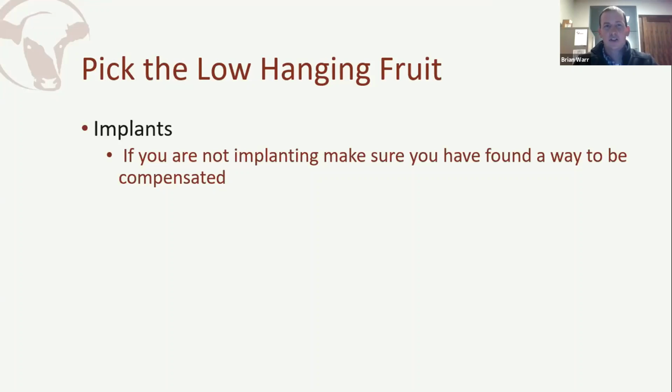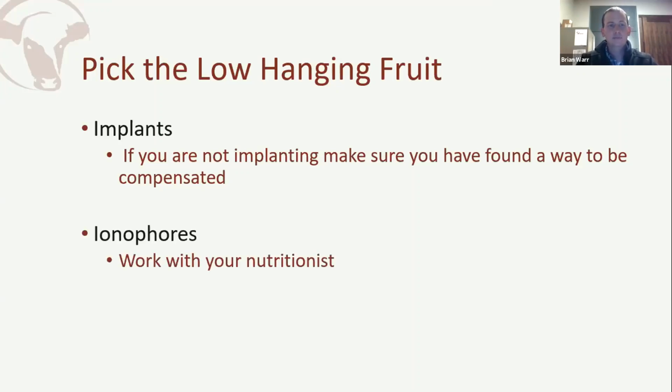What I would encourage you to do is, if you've decided you're not implanting, I'm definitely okay with that. But make sure you are acquiring market access that rewards you for not implanting. There are niches out there. We have European Union export programs, and I think you need to seek one of those programs out to get paid for not implanting.